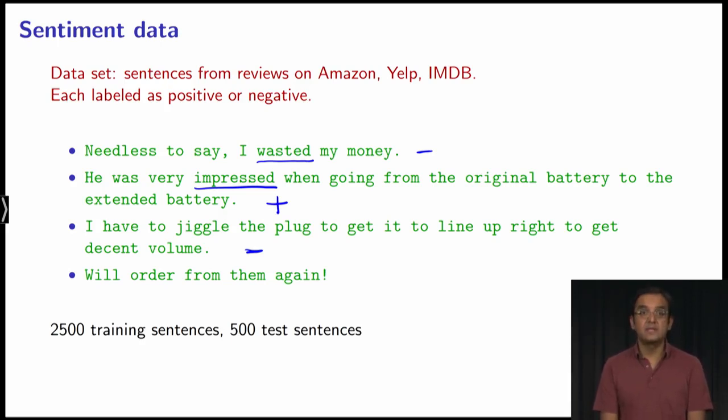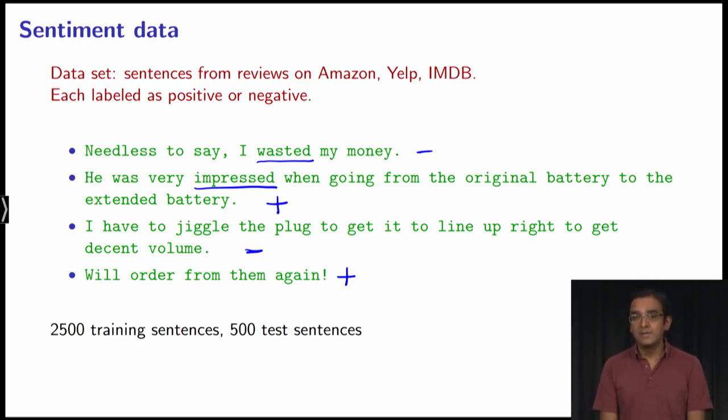And let's look at the last one: "We'll order from them again." So that's positive. And again, there's no single word that really indicates that. There are probably lots of reviews that say things like, we'll never order from them again. So that's also a tricky one. So this is going to be a non-trivial task.